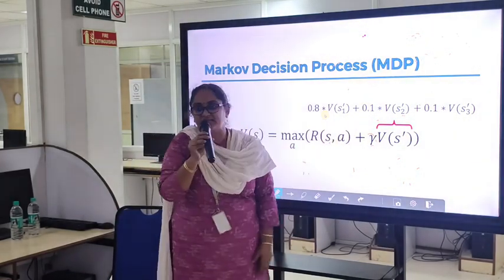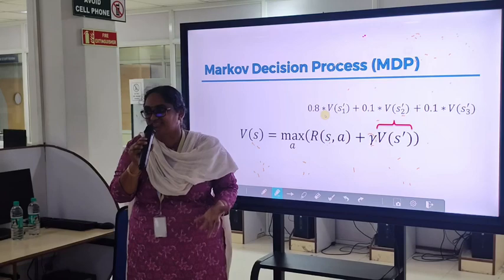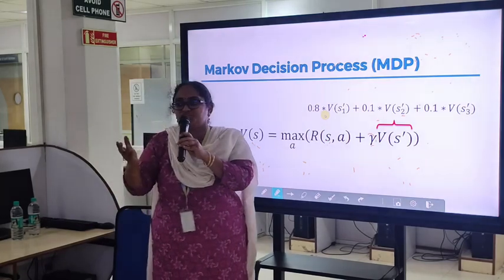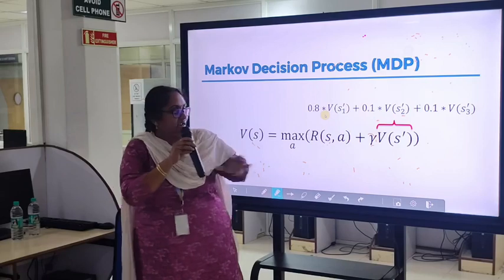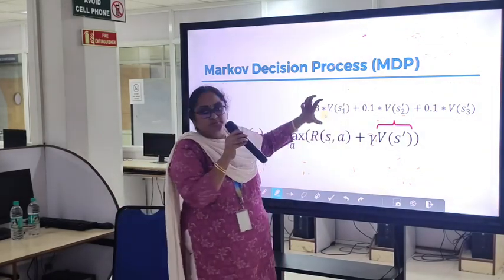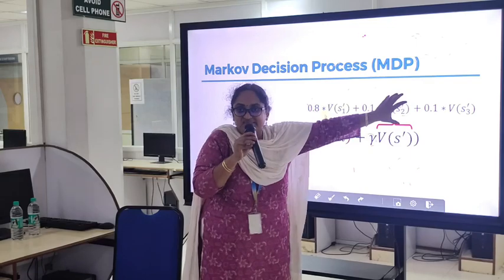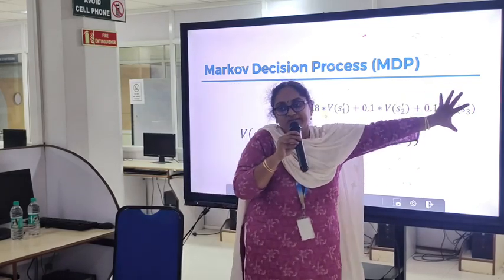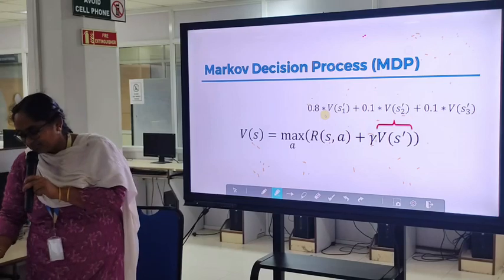This is the same formula whenever you are using a deterministic search. But in case of non-deterministic search, where you are not sure, there can be a probability that you can go left, right or top, so you will have those probabilities in between, where 0.8 into the next state, or 0.1 into the next state, or 0.1 into that next state. So that is how your formula will be altered.